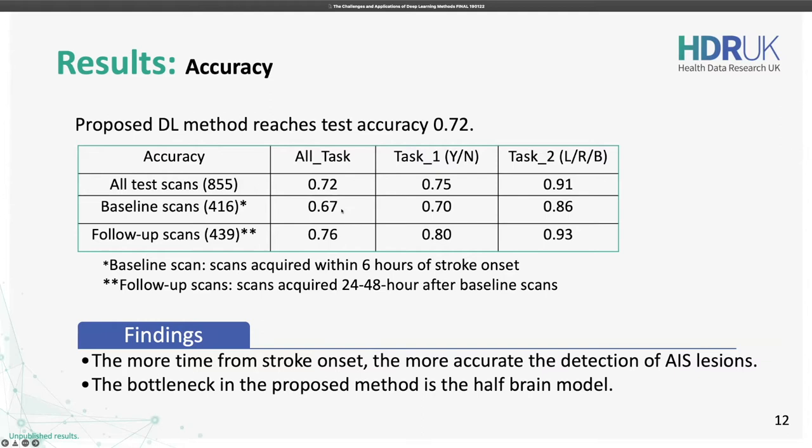And we also noticed the bottleneck of this proposed multitask learning method is the half brain model, because this is for classifying from the half brain model whether this brain has a lesion or not. It will have higher accuracy in classifying whether it has left or right or both side lesion. If it has low accuracy in classifying whether this brain has lesion or not, it will have lower accuracy on classifying the site of the lesion. So this is the overall accuracy.